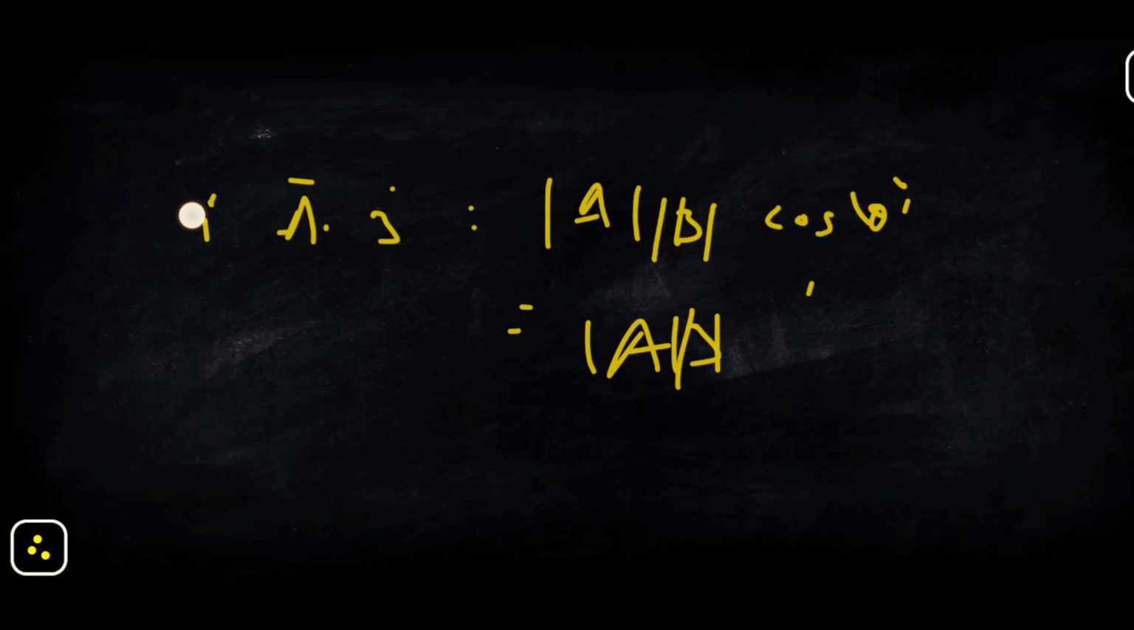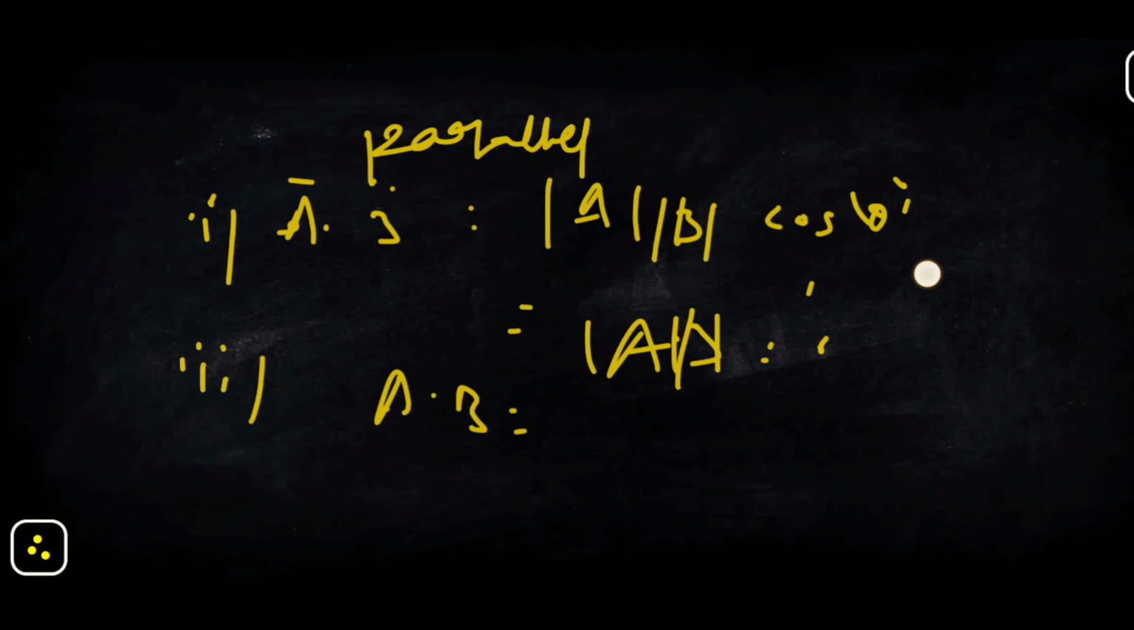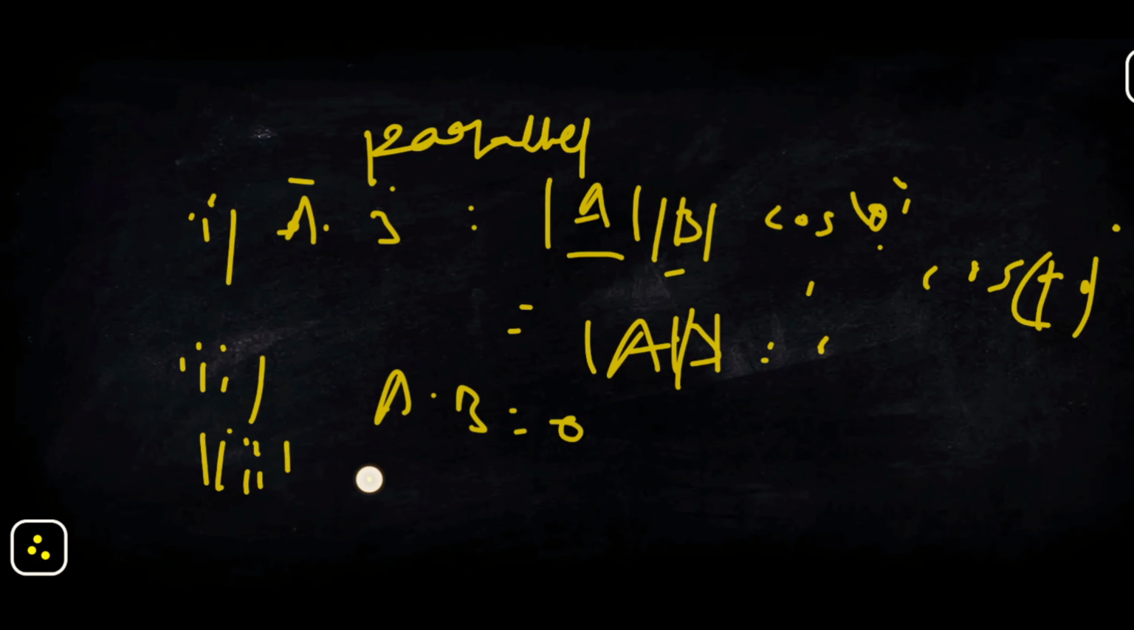If the two vectors are perpendicular to each other, then A dot B equals 0. Perpendicular means 90 degrees. A dot B is magnitude of A, magnitude of B, cos 90 degrees, which becomes 0. So A dot B is 0. The dot product obeys the commutative law, that is A dot B equals B dot A. The dot product obeys the distributive law also.